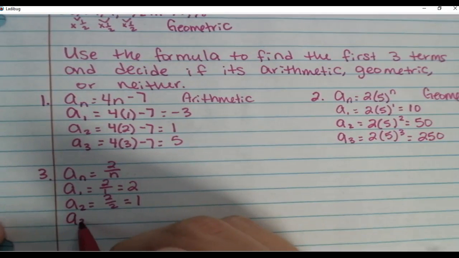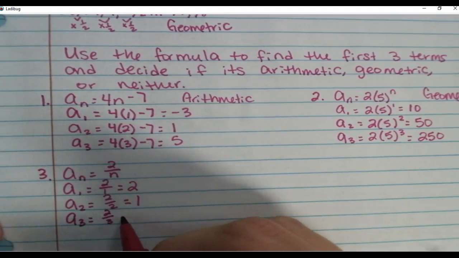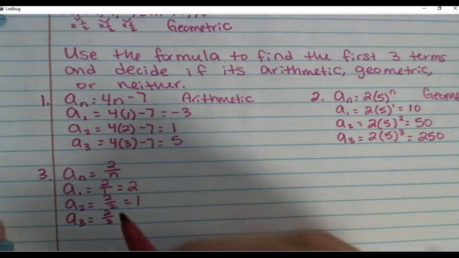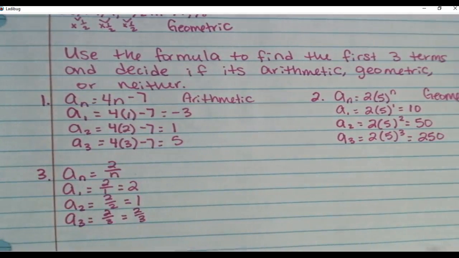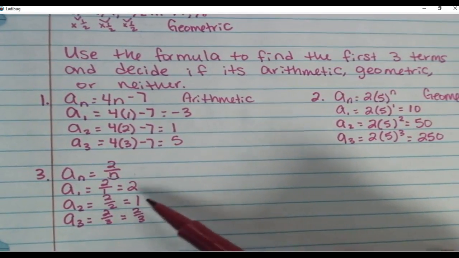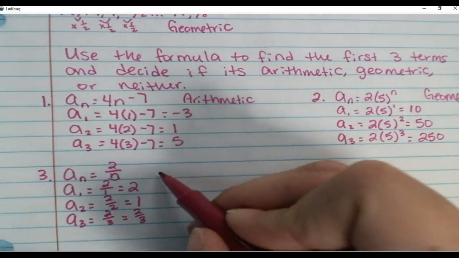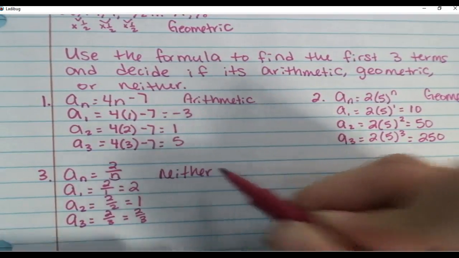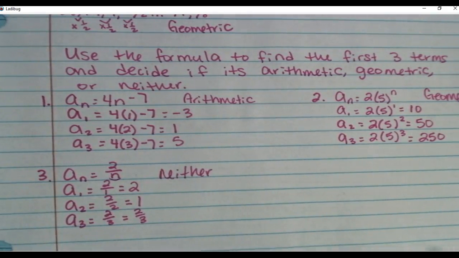So then our last term, a sub 3, 2 divided by 3, yeah, that's a repeating decimal, so we can just leave it 2/3. So what's happening each time? Is there a pattern? I mean, there's a pattern because it's 2 over 3, but it's not adding, subtracting, or multiplying. So this one would be neither. Okay. So you can still find the first 3 terms because you just plug in 1, 2, and 3, but that doesn't necessarily mean it's going to be arithmetic or geometric.